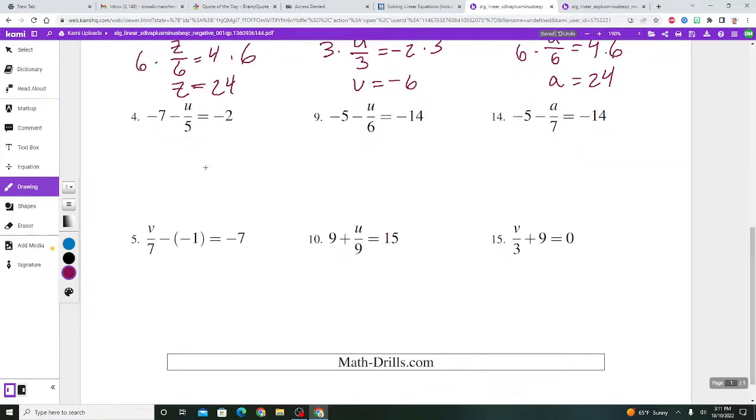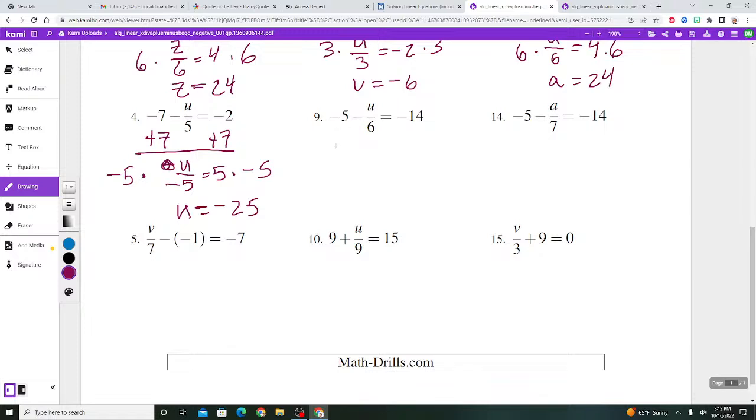Finishing up, we add 7 to both sides. This one's a little tricky. You got negative u over 5 equals 5. Remember, this negative can go either to the top or to the bottom. So I'm going to drag it down to the bottom, and that means that I'm going to then multiply by negative 5 to both sides. So that means that u equals negative 25.